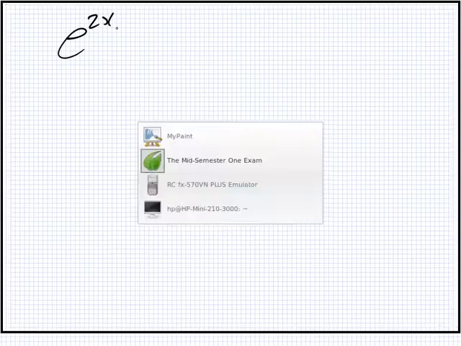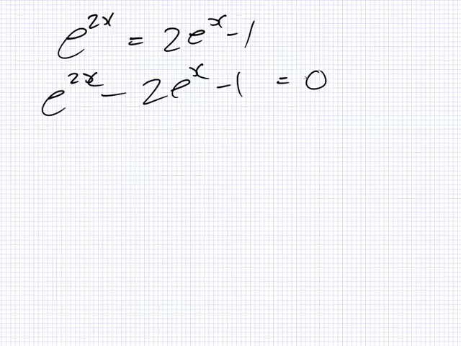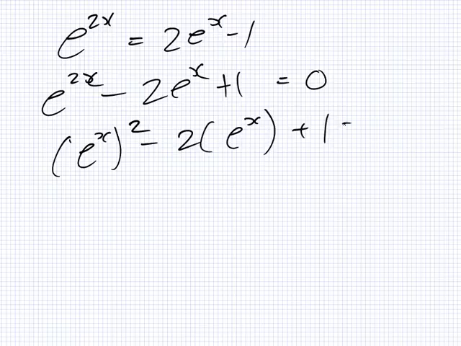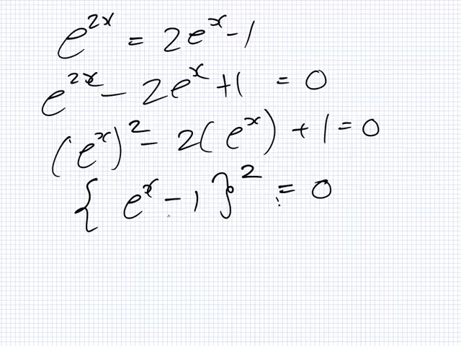e to the power 2x equals 2e to the x minus 1. So e to the 2x minus 2e to the x plus 1 equals 0. This is (e^x) squared minus 2e^x plus 1 equals 0. This is (e^x minus 1) squared equals 0. It's a quadratic, but not only is it a quadratic, it's a quadratic with repeated roots. So then what does e^x equal? So what does x equal?